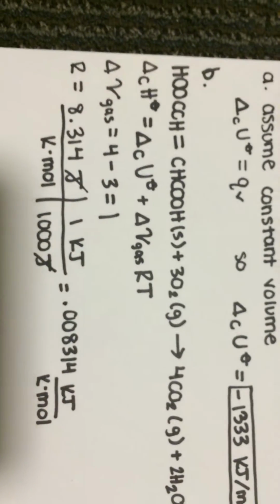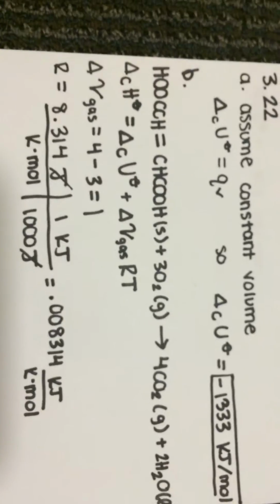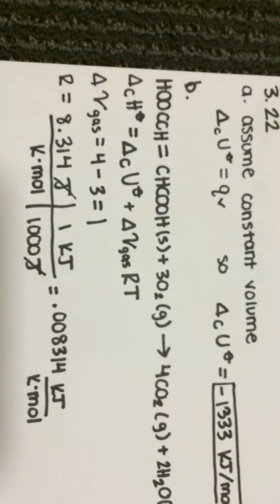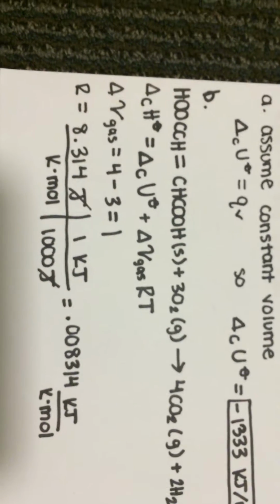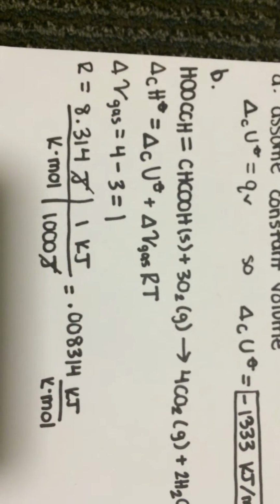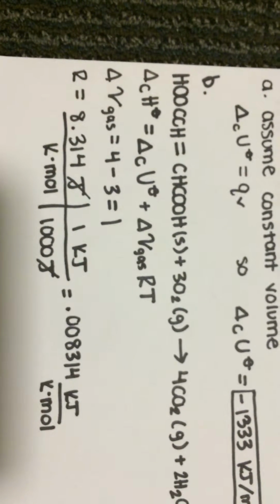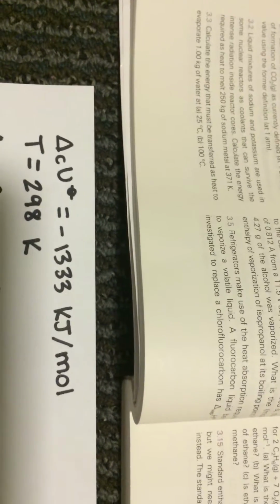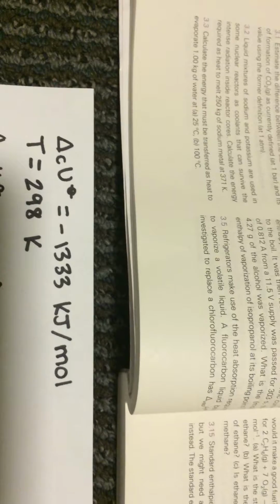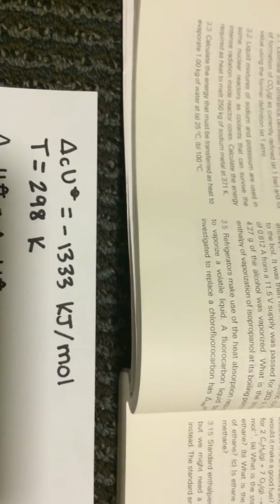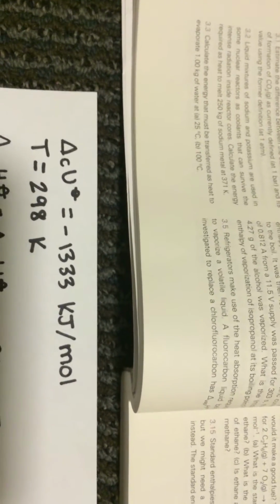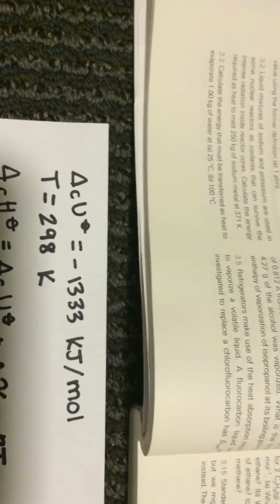So we've taken care of that value. Next, we're going to go to R. Since our internal energy is in kilojoules, we're going to convert R into kilojoules. You simply do that by dividing by 1,000, and now we have 0.008314 kilojoules per kelvin per mole. Next, as we just found in part A, our standard internal energy of combustion is negative 1333 kilojoules per mole. And finally, the problem tells us that our temperature is 298 kelvins.